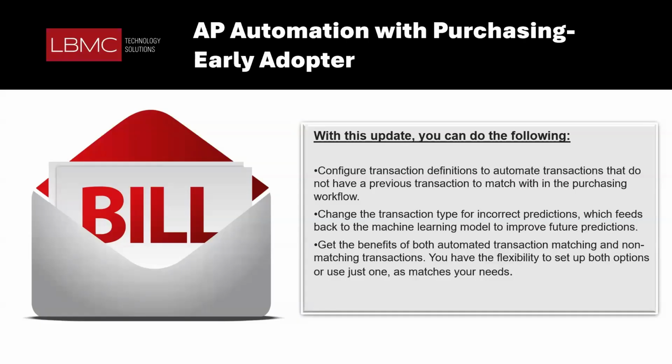You can also change the transaction type for incorrect predictions. So if this AI automation makes an incorrect prediction, you can easily update that transaction. And like we said for Copilot, since it's a machine learning module, it will improve for future predictions as it goes along, period by period. So you get the benefits of both automated transaction matching and non-matching transactions. And it gives you the option to match just one, or to match different types of entities.